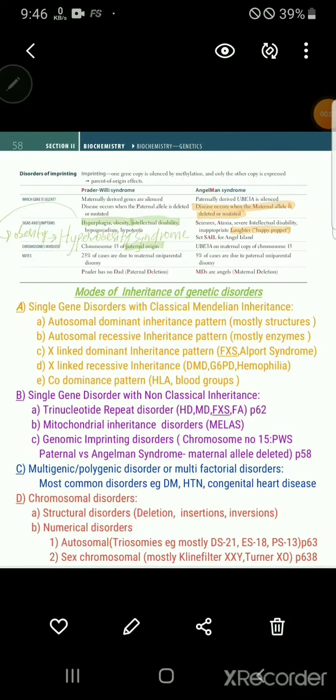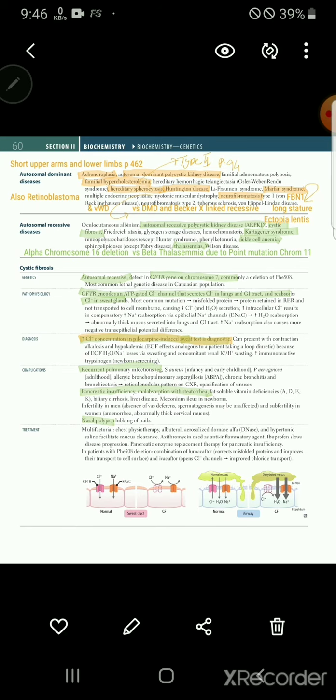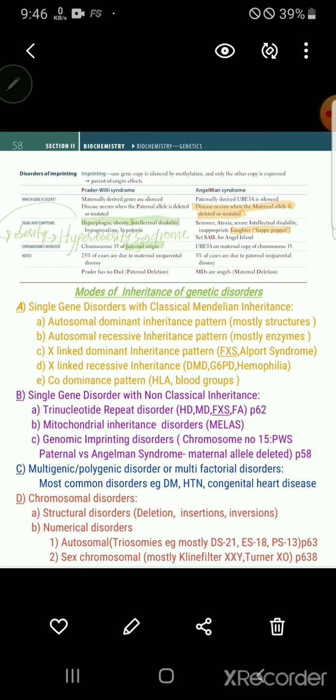Bismillahirrahmanirrahim. Today's topic is on modes of inheritance of genetic disorders. The book does not include properly all those modes, but they are randomly distributed. So, in the next 4 to 5 pages, we will learn about them. First of all, we have to categorize them. Here on page 56, I have written the types.